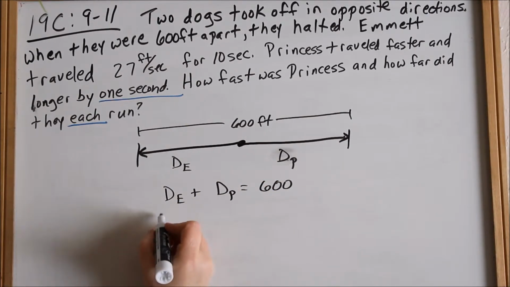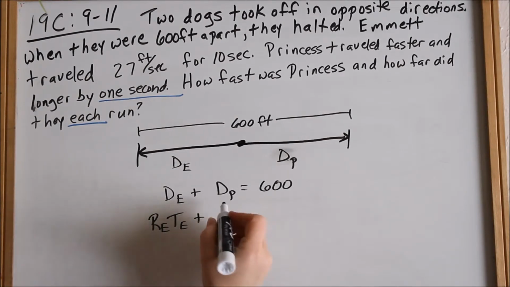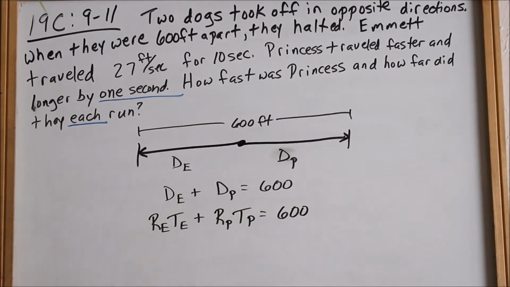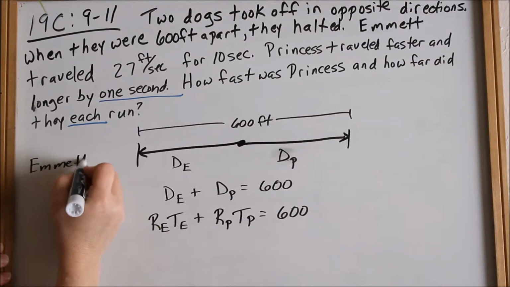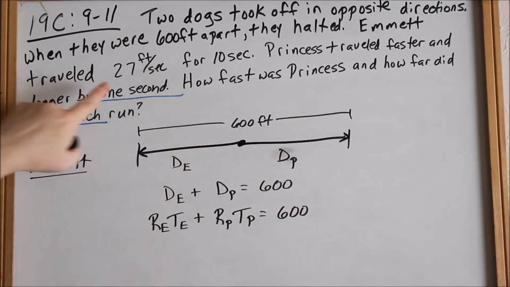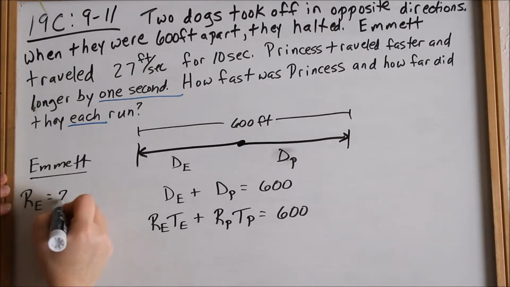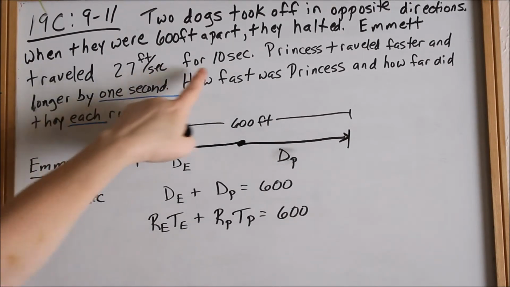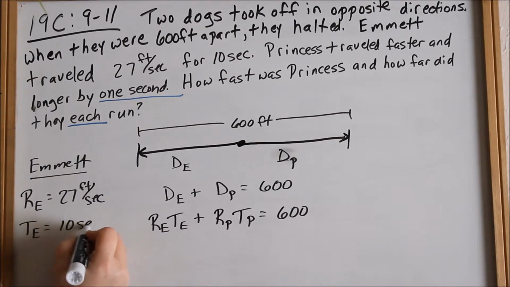Well, we can replace Emmett's distance with his rate times time, and we can replace Princess's distance with her rate times time. So now let's go back to the problem so we can get more information about these two dogs. Okay, so going back to the problem, I'm going to write my information about Emmett, because then it says Emmett traveled 27 feet per second. Okay, so Emmett's rate is 27 feet per second because feet per second is a rate. And it says that he traveled for 10 seconds. So Emmett's time is 10 seconds.